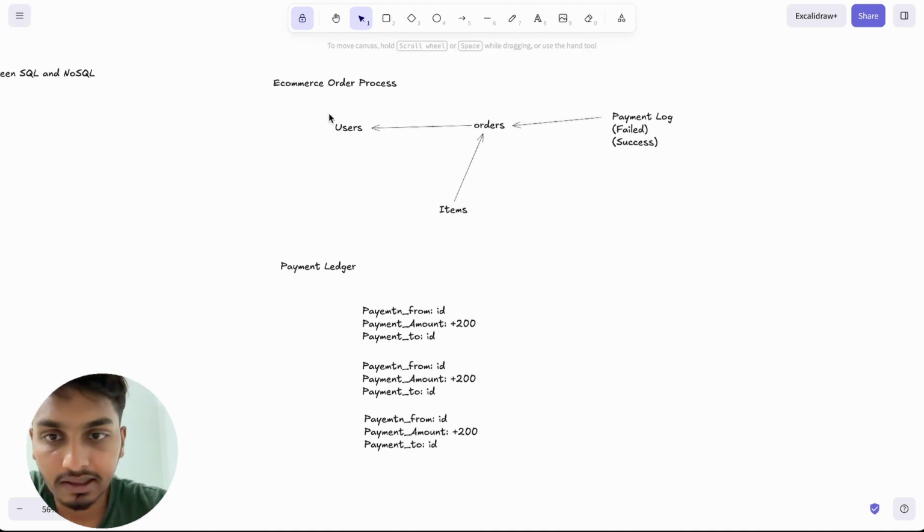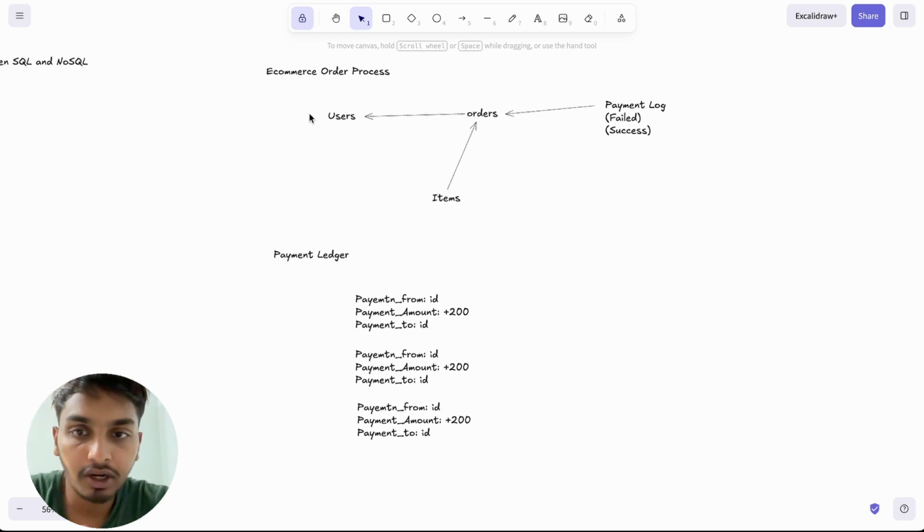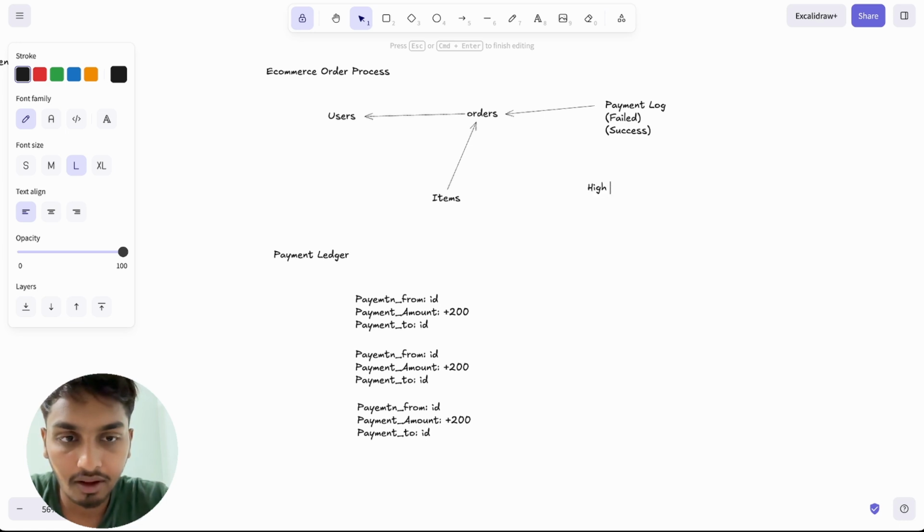But in this case, each and every object is somehow related to each other, so we need to define a proper relationship between them. And why do we need a proper relationship? Because we need high read throughput, and that's the key.